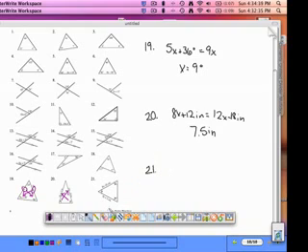Problem 21 is very similar. It's an equilateral triangle, so we know that all three sides have the same length. So 8x minus 18 is equal to 5x plus 3. When you solve this, you should get x is equal to 7 centimeters.